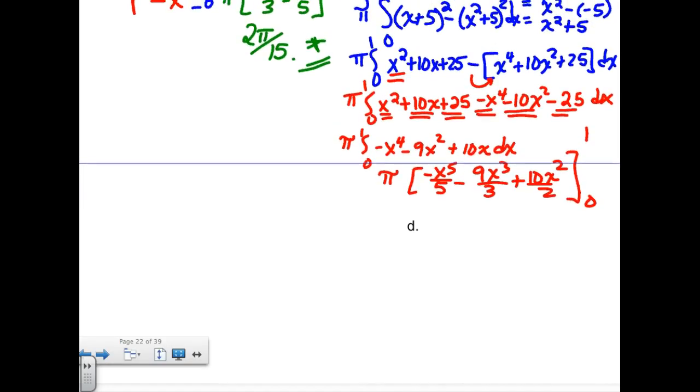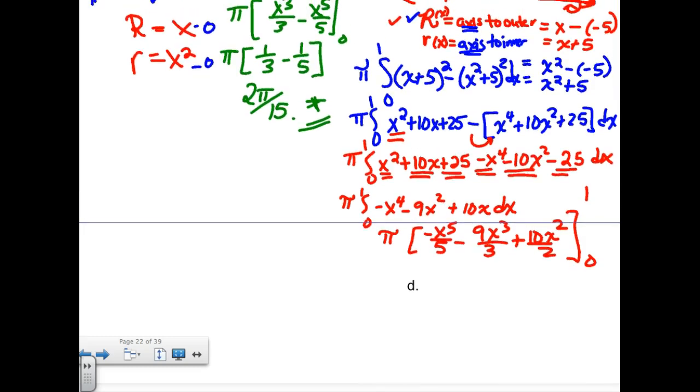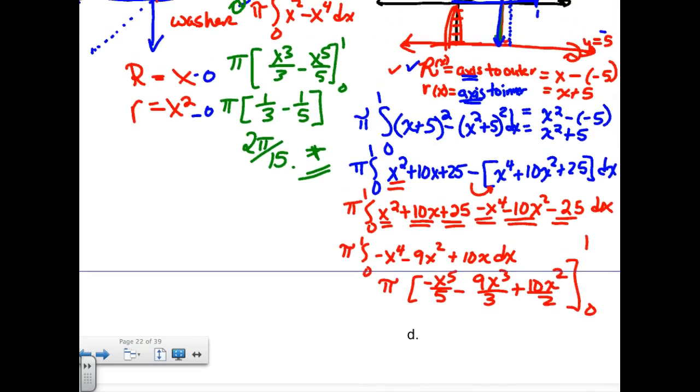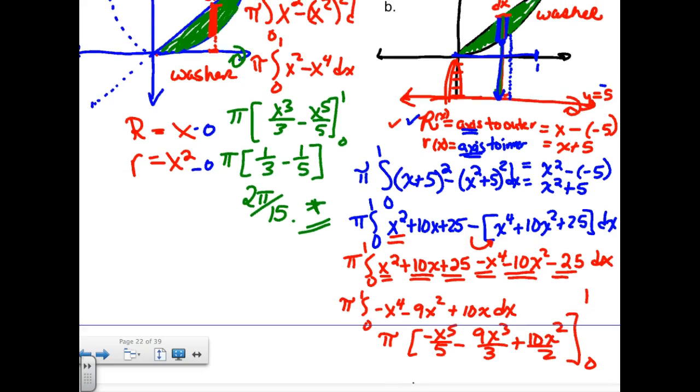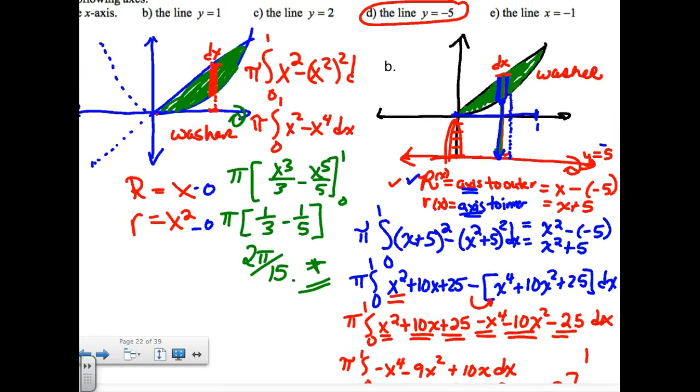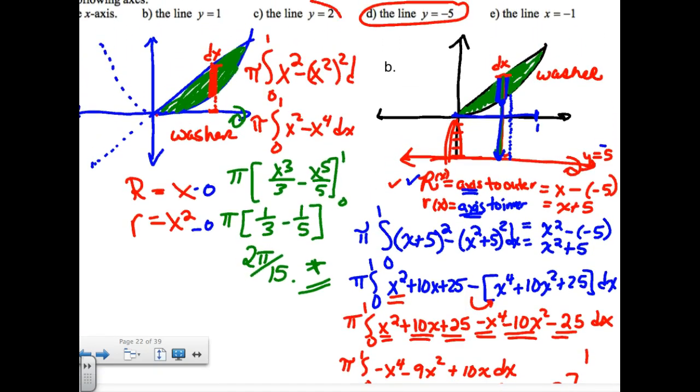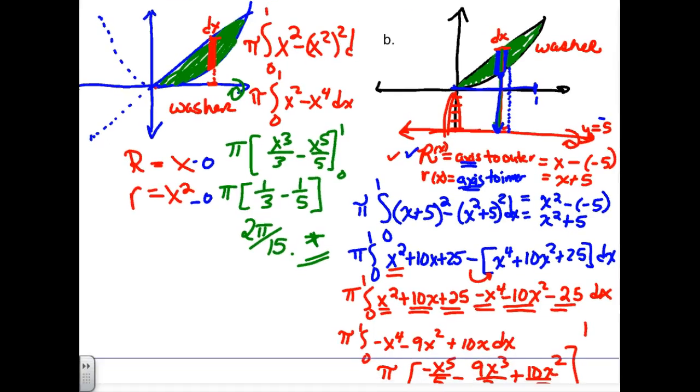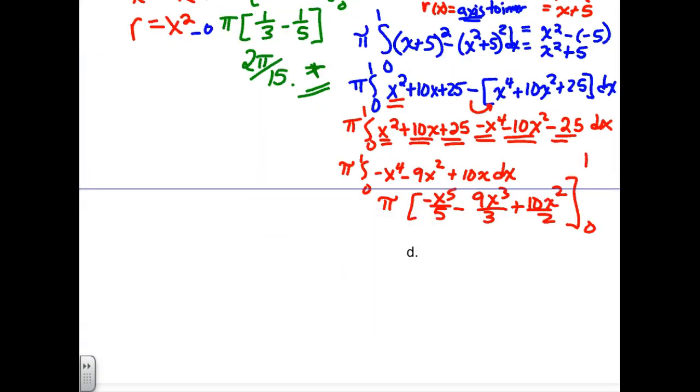So the next one is part C. I need to go see what I am going to be revolving around for part C. Part C, we're revolving around the line y equals 2. So we're going to have this exact same region. And again, we're just going to be changing that axis of rotation. So let's go down here, part C.